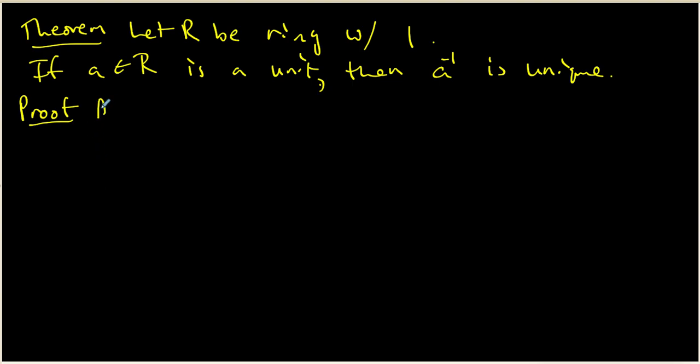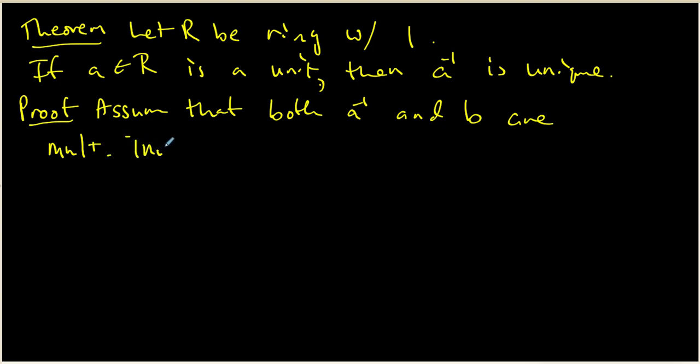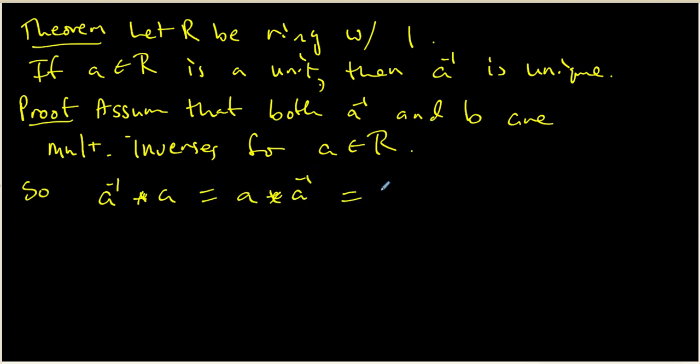We're going to assume that both A inverse and B are multiplicative inverses for element A inside our ring with identity. So what does that say? It says that I know that A inverse times A is equal to A times A inverse is equal to the 1 inside the ring. And because B is also a multiplicative inverse, I know that B times A is equal to A times B is equal to 1 inside the ring.